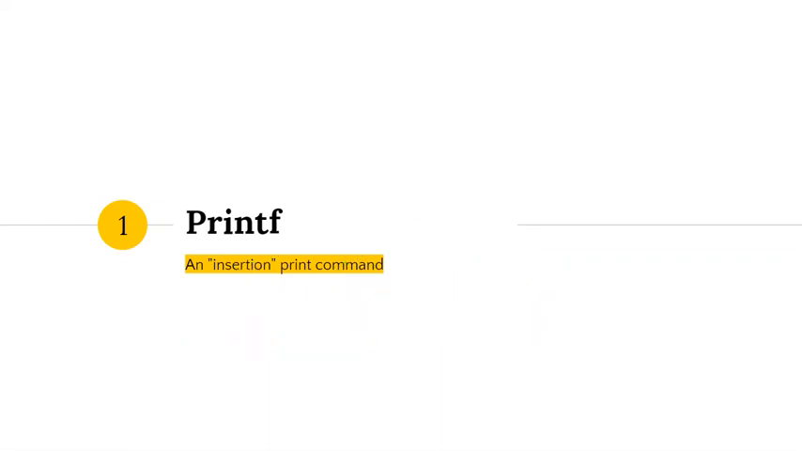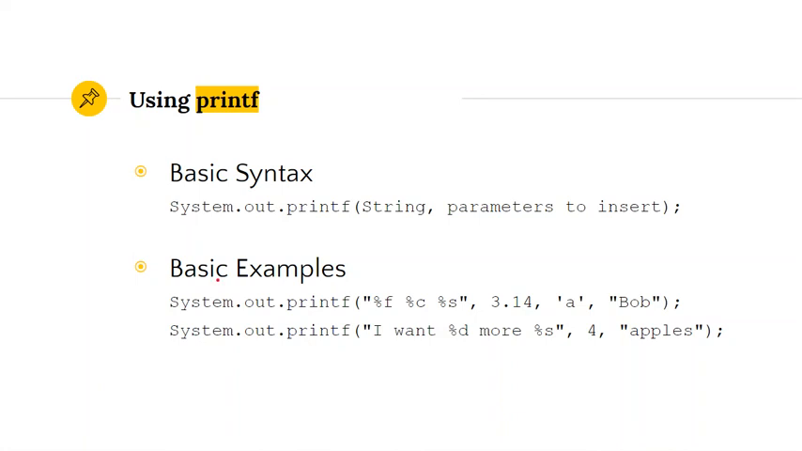So here is the basic syntax. You type in some sort of string as the basis of the sentence. So here's our string example, and everything else is a list of parameters to insert into the string. In this example, %f means insert a floating point number, that's any decimal. So 3.14 will be inserted there.